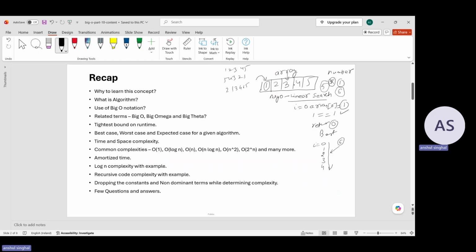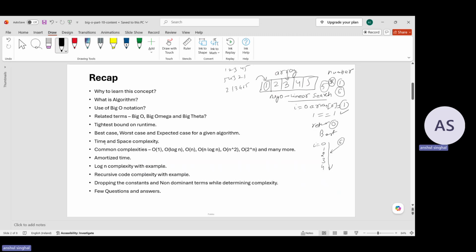So overall, what we have talked about here is why to learn this concept, what is an algorithm, what is the use of big O notation, which are the related terms big O, big omega, big theta, what is the tightest bound on the runtime, what is the best case, worst case, and expected case for a given algorithm. And then we know what is time and space complexity at this point of time.